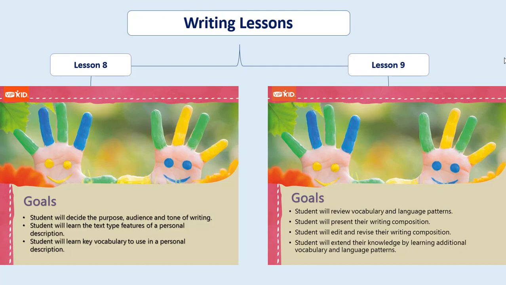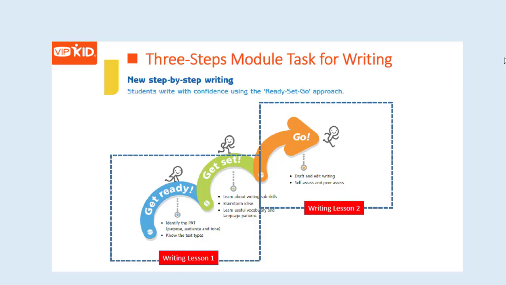When you start each of these lessons, you'll notice on the first slide the goals that the students will accomplish in that given lesson. In order to achieve the goals set for each lesson, you will be using a 3-step module task for writing. The 3 steps are separated between get ready, get set, and go.